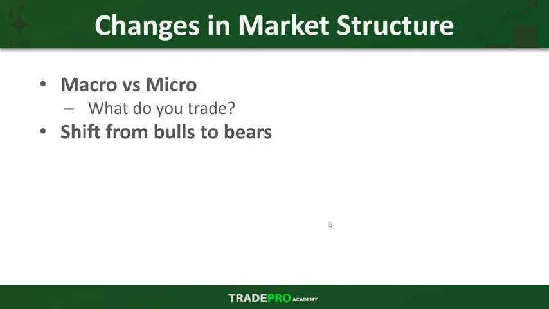Now, changes in market structure, like we just talked about, macro versus micro, what do you trade? So when it comes to what we actually trade, where we trade on, we'll look at the microstructure for that day session because that is what day trading is all about. We're trading the current session, so watching the microstructure form out is where we actually place trades and identify trade levels. The macro structure is where we identify the key levels of support and resistance for the continued moves on a larger scale.